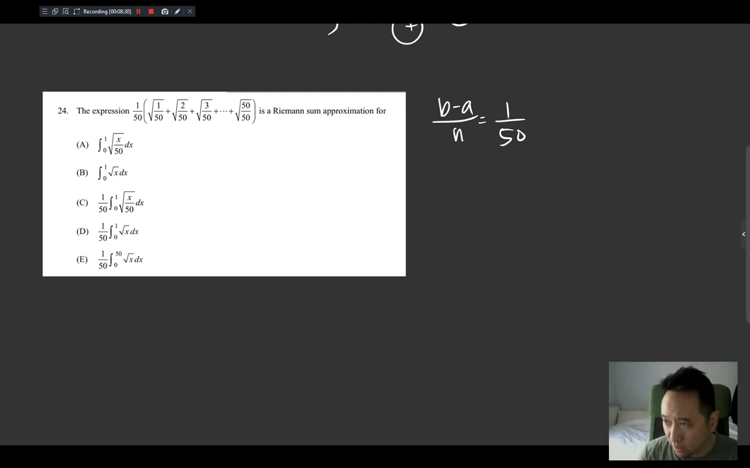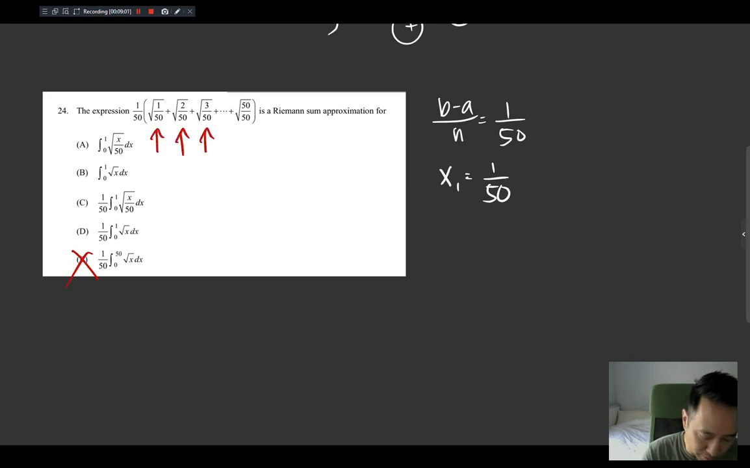If you want, you can eliminate E, because it says right here 0 to 50, and b minus a is not 50. I got 1, right? And I'm going to divide all this into 50 rectangles, subintervals, whatever you call it. Now, if that's the case, my first term is going to be 1/50. I'm just looking for any kind of pattern that I recognize in the problem here. My second term is 2/50, we're adding another 1/50. My third term is going to be 3/50.